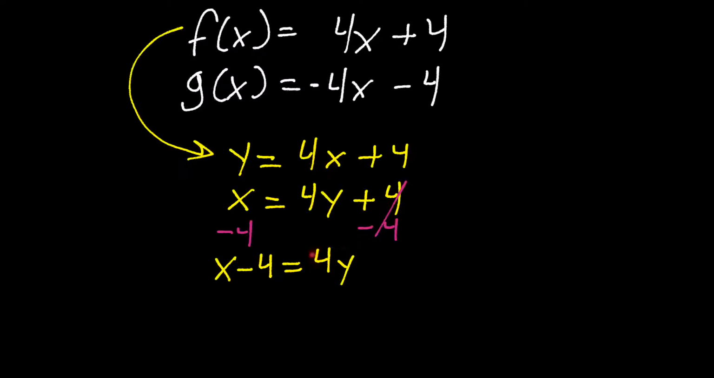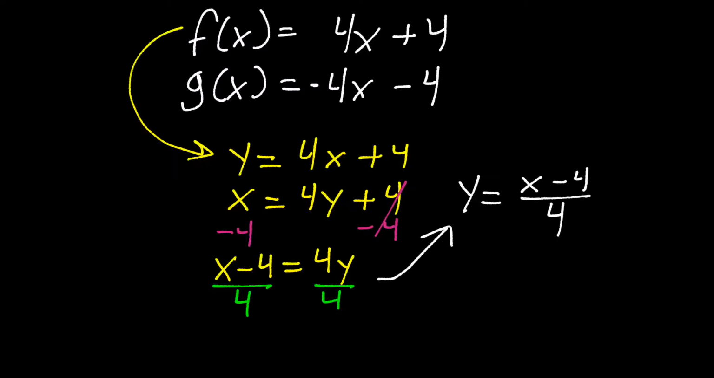Now I need to get y all by itself, so I'm going to have to divide by 4. So if I divide by 4, I have to divide everything over here by 4. And we're going to end up with y equals x minus 4 all over 4. And then we can rewrite this y in function notation, and since we already used f, we can use the g. So g of x equals x minus 4 over 4.